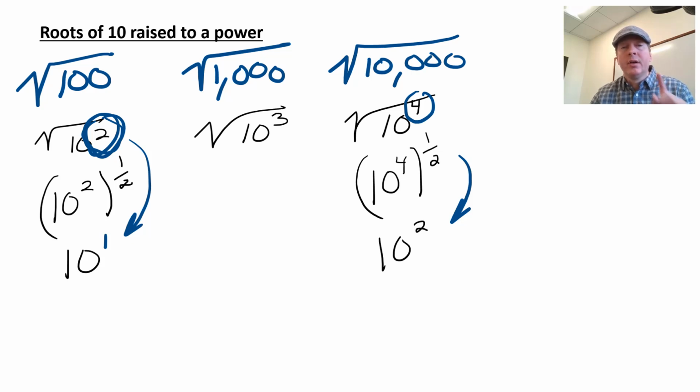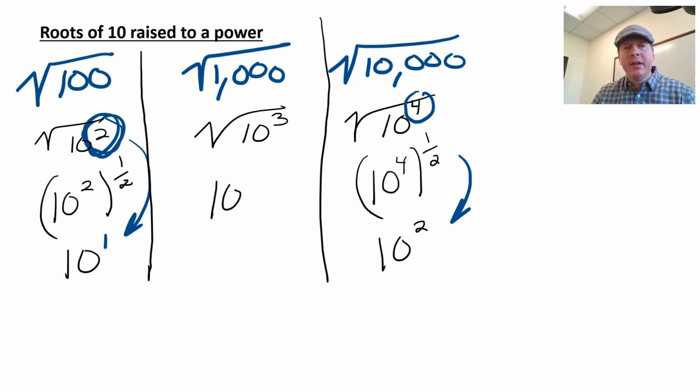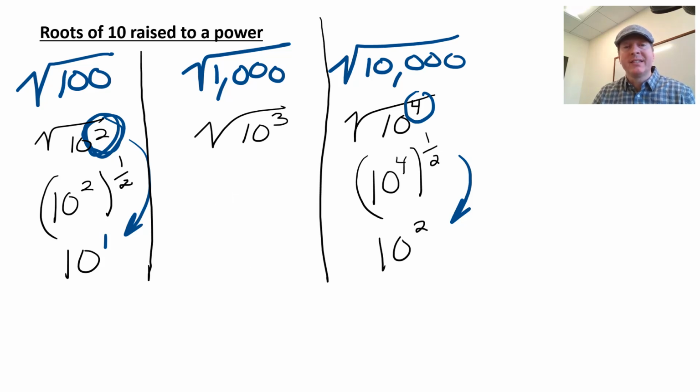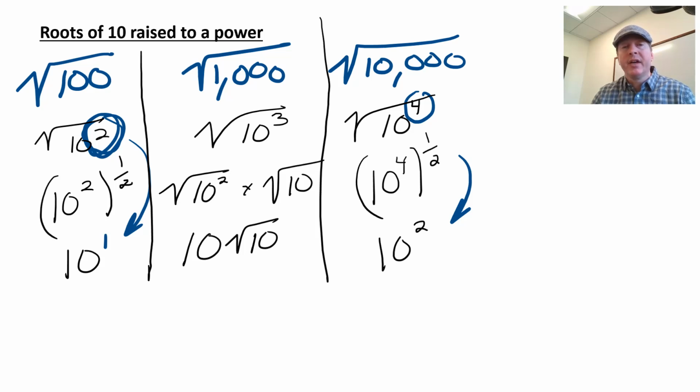Now, that's all well and good, but how about the square root of 10 cubed? Well, if I write this as 10 cubed raised to the power of 1/2, I have 10 to the 3/2, but that's kind of ugly. That doesn't seem to be very helpful. There's another way you want to write it. The square root of 10 cubed is the same thing as the square root of 10 squared times the square root of 10. The square root of 10 squared is simply 10. So 10 times the square root of 10.